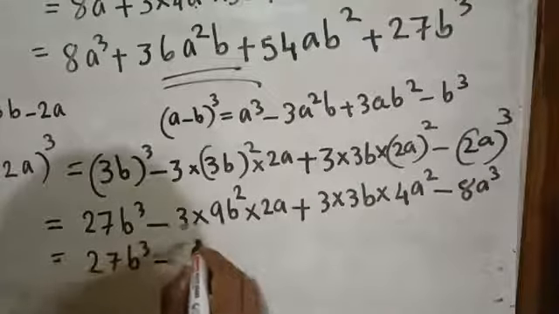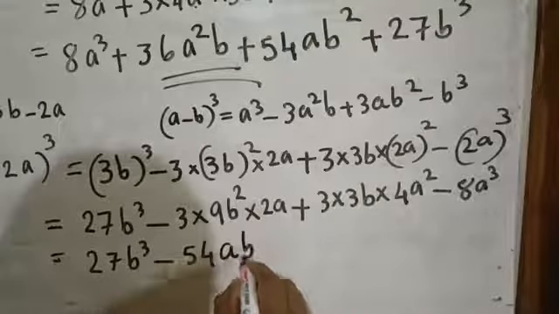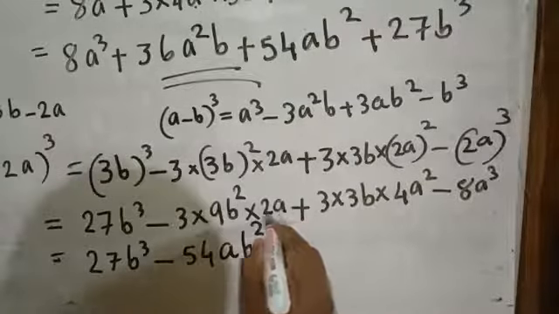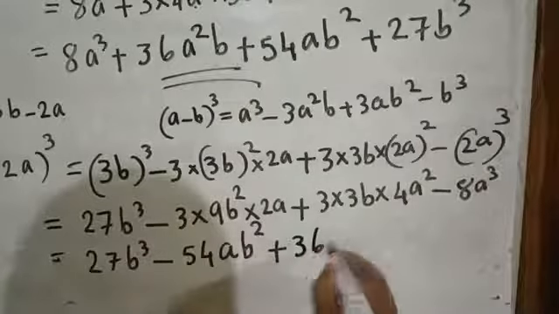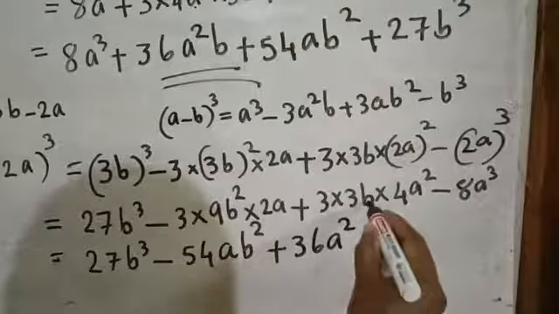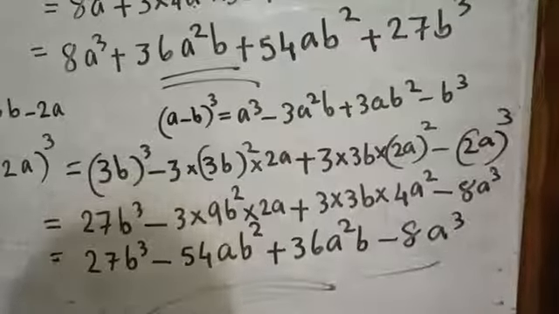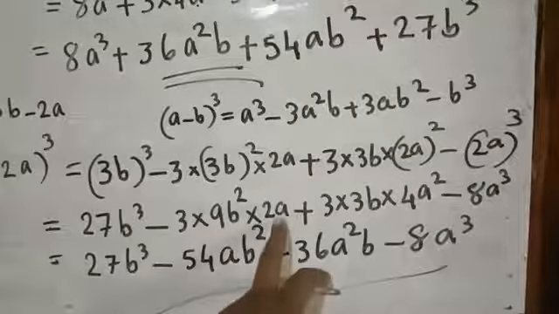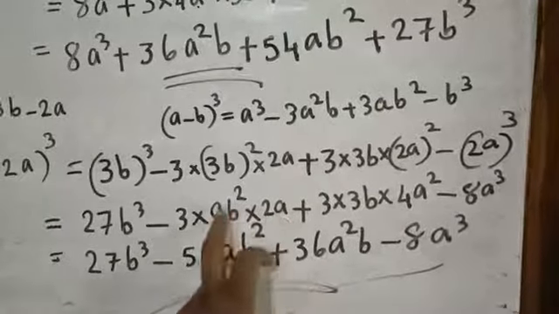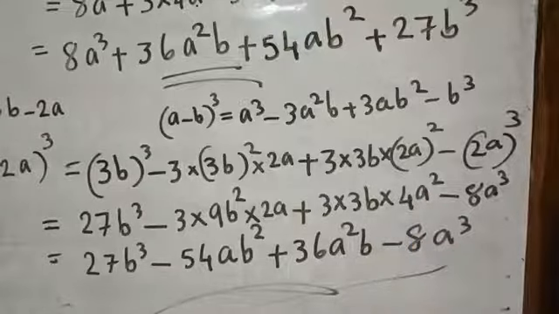What is 9 3s? 27 into 2 is 54 b square a. So we can write a first, a b square plus 3 3s are 9, 4s are 36 a square b minus 8a cube. Okay, so this is the answer: 27b cube minus 54, here I wrote a first, so a b square plus 36 a squared b minus 8a cube. This is the answer. Clear?